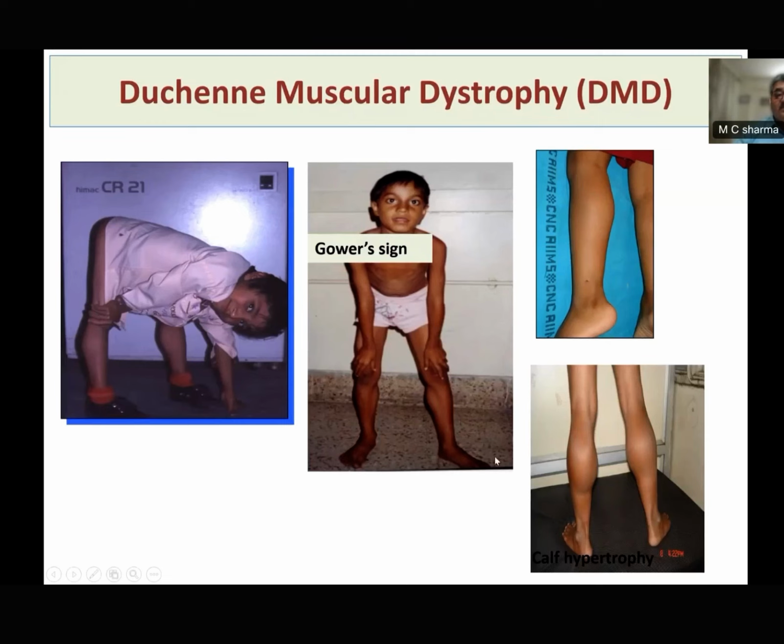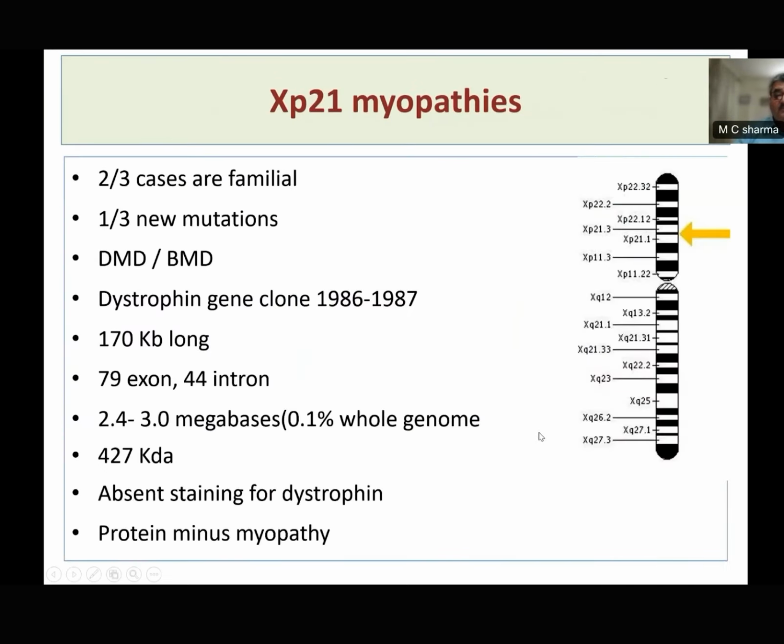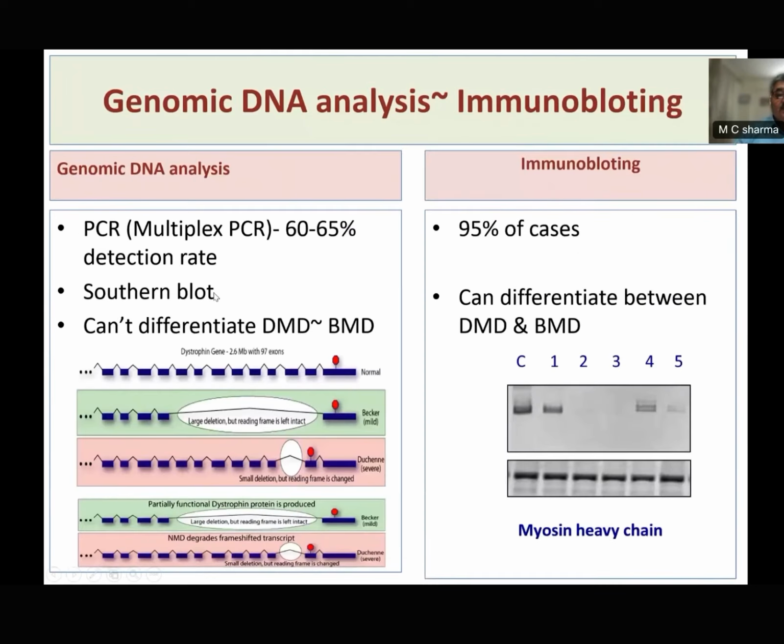These are some of the signs: Gowers' sign, modified Gowers' sign, calf hypertrophy. These are very helpful. This is a very large gene, 79 exons, and nowadays multiplex PCR is very helpful. If it is not picked up by the multiplex PCR, then people do the muscle biopsy. Otherwise, lymphocytes are the best way to diagnose.